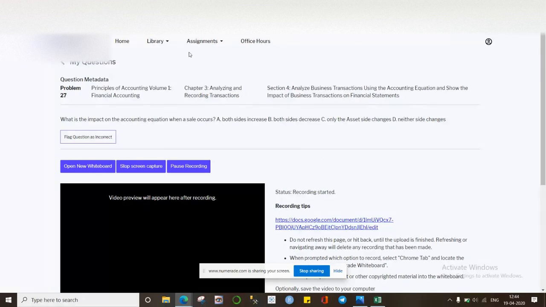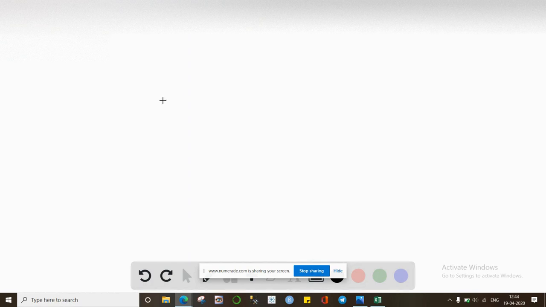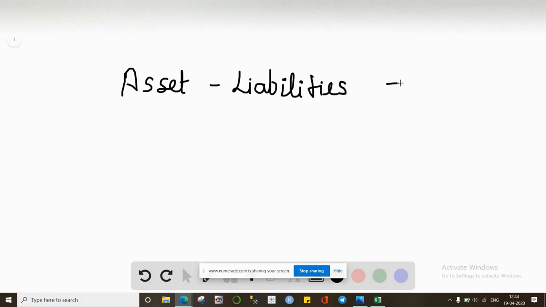Okay, so let's understand the current problem. To begin with, we will start with the basic accounting equation, and then we will move to our main solution. So it's assets minus liabilities equals equity.